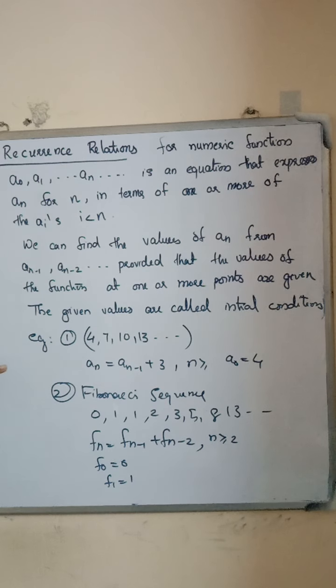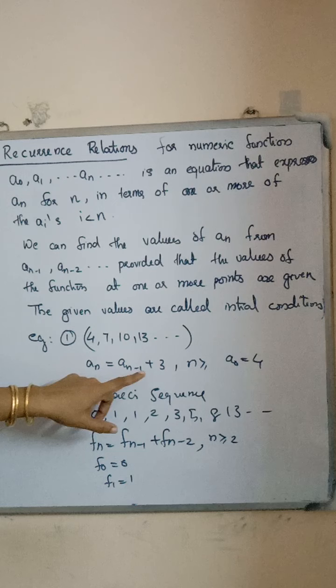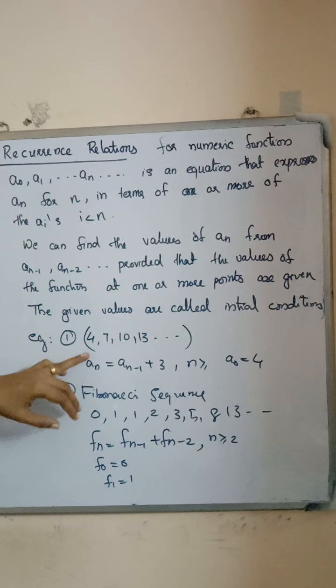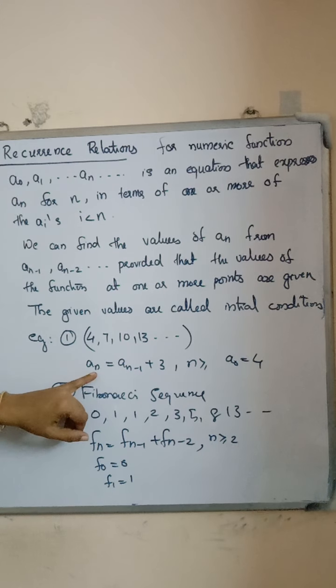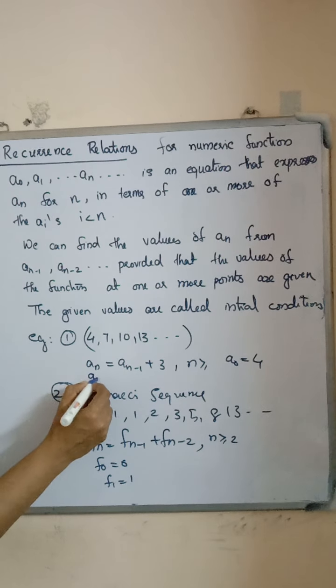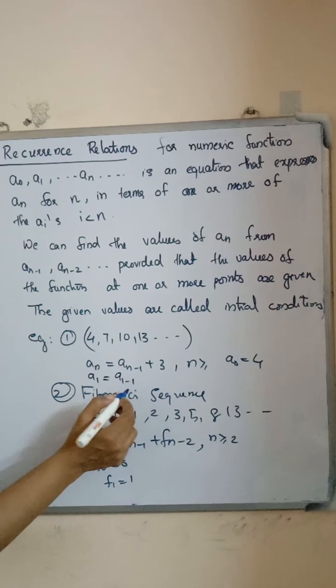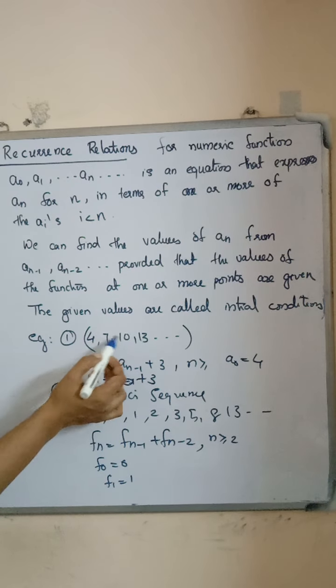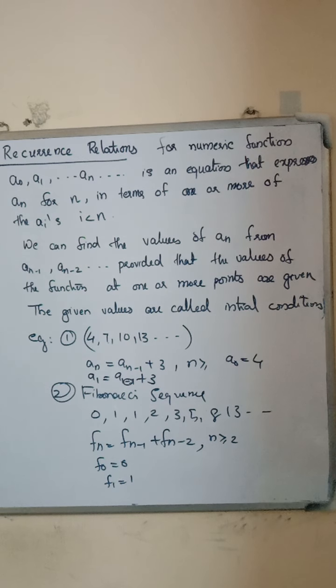Examples given here are an is equal to an minus 1 plus 3, and a0 is given as a0 is equal to 4. Therefore a1 is equal to a1 minus 1, that is a0 plus 3. So 4 plus 3, 7. Like that, a2 is equal to a1 plus 3, 7 plus 3, 10. So an is equal to an minus 1 plus 3 is a recurrence relation.